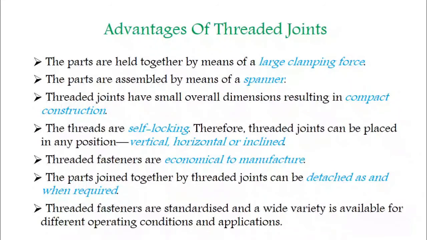The threads are self-locking. Therefore, threaded joints can be placed in any position, likewise vertical, horizontal, or inclined. Threaded fasteners are economical to manufacture. That means the manufacturing process is very simple. High accuracy can be maintained for the threaded components.